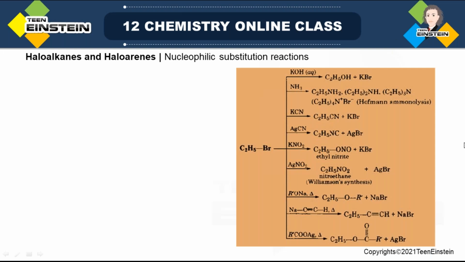Hello everyone. Last day we started the chemical properties of haloalkanes, and under that we have seen there are a total of 4 types of reactions. Among these 4 types, 2 are mostly important. The first one is nucleophilic substitution reaction and the second one is elimination reaction.